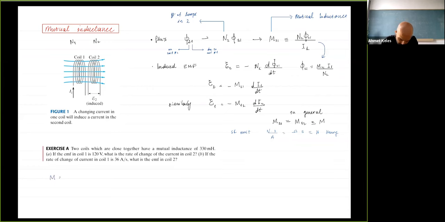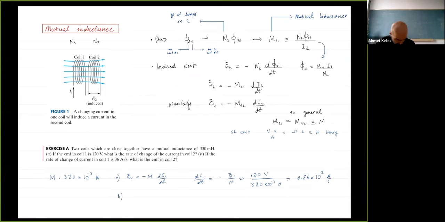So M is given. It is 330 times 10 to the minus 3 henry. And EMF in coil 1 is this. What's the rate of change in coil 2? E1 is equal to minus M di2 over dt. Then di2 over dt is equal to minus E1 over M, which is going to be equal to what? E1 is 120 volt. M is 330 times 10 to the minus 3 henry. And this thing is going to be 0.36 times 10 to the 3, and the unit should be ampere per second. This is A.